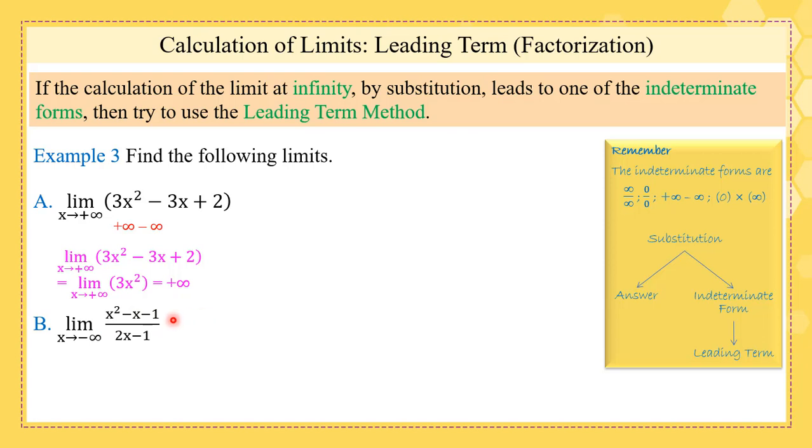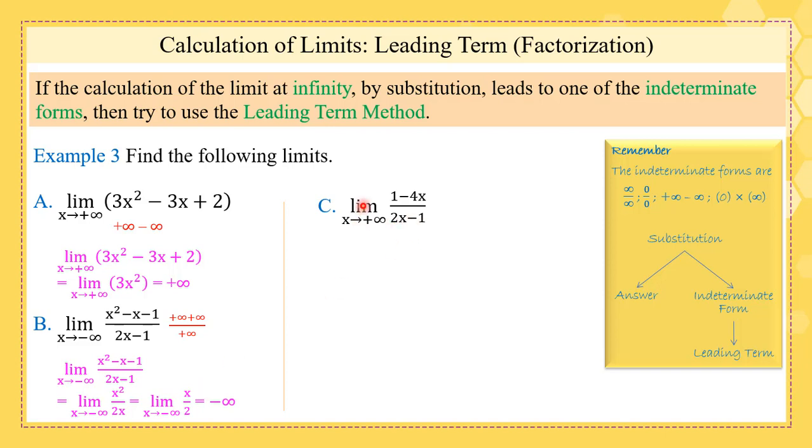Now let's see another example. In this case, if we substitute, we get positive infinity over positive infinity, and this is also an indeterminate form. So what do we do? We take the leading term in the numerator and the leading term in the denominator. So we get the limit of x squared over 2x, and if we simplify, we get the limit of x over 2, which is negative infinity.